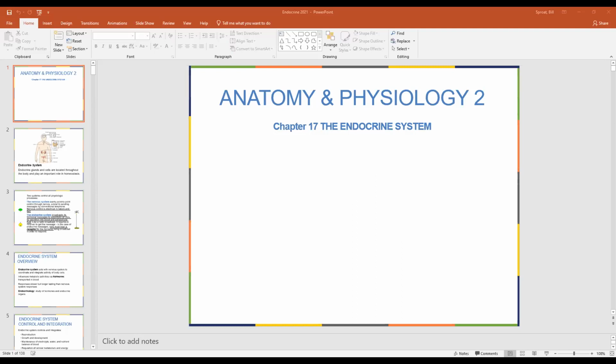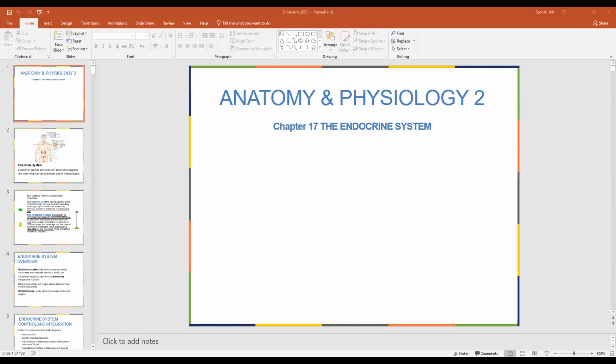Okay. And those of you that are on Zoom, let me know if you can see the slides changing. I had a problem in the AP1 class about the slides not tracking. So you should see the slide that has the endocrine system with the various structures on there.